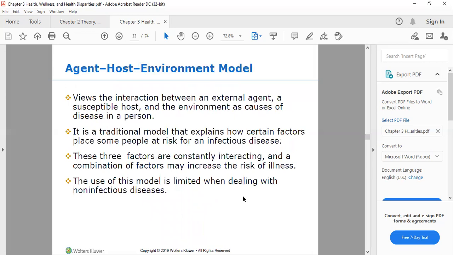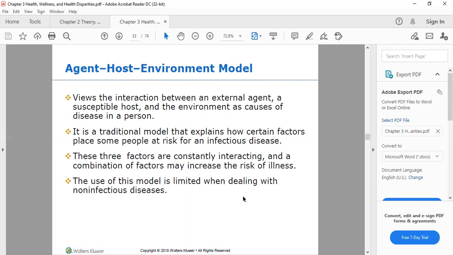The host agent environment. This views the interaction between the outside agent, the susceptible host, and the environment as causes of the disease in the person. So we have this agent, we have this host who's at risk, okay? And then we have this environment, and all of them are conducive to this agent getting into the body and causing some kind of issue.